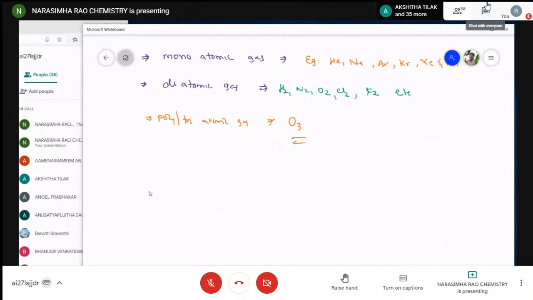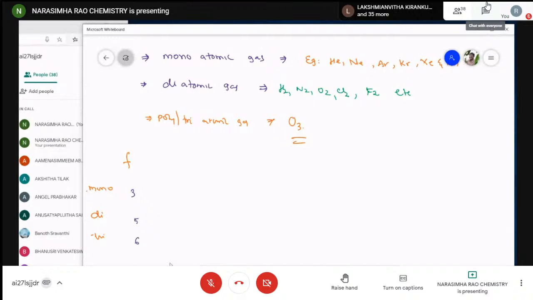So here F is the degree of freedom for a gas. Degree of freedom means it is the characteristic property of a gas. Now, for monoatomic gases, for diatomic gases, for poly or triatomic gases, the degree of freedom is 3, 5, and 6 respectively.